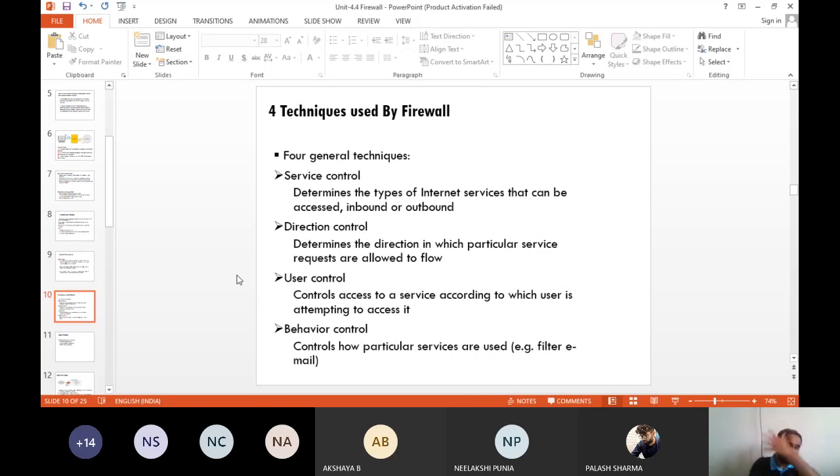So I spoke about the service control and direction control. What about the user control? Which user is attempting the communication? With respect to the college, for example, who is the user: a student, a faculty member, any other employee, or anybody else?